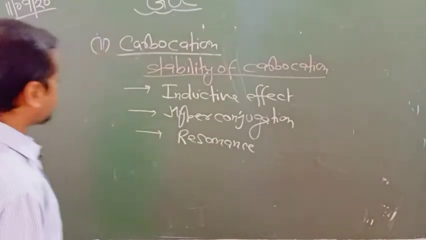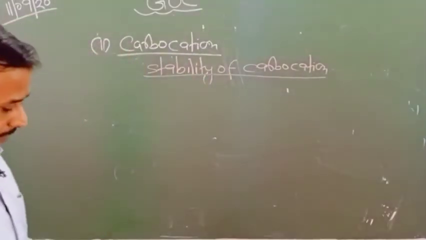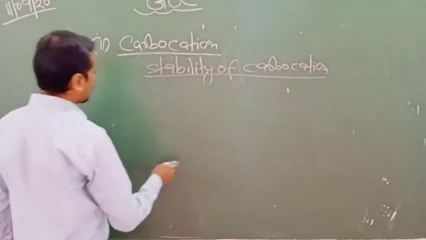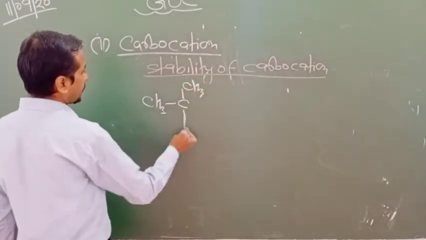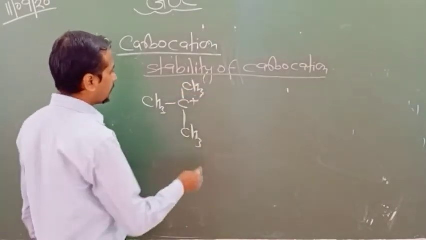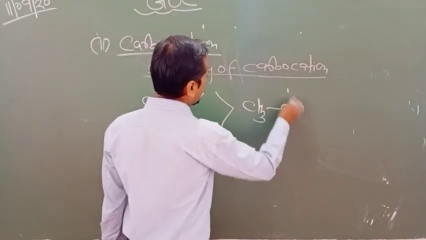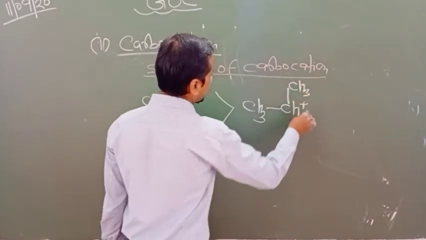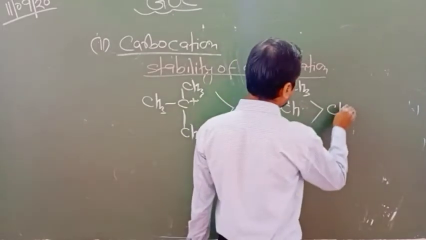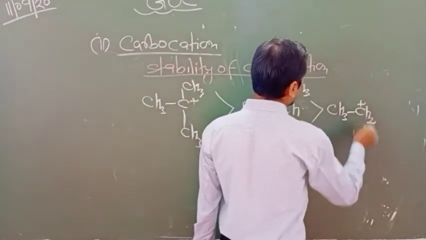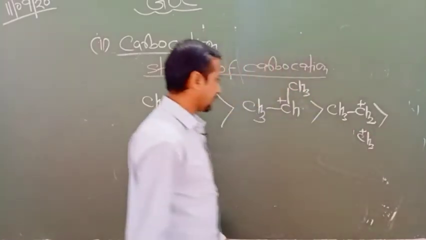So look at one example. A 3 degree carbocation, similarly to free radicals, is more stable than 2 degree, and 2 degree carbocation is more stable than 1 degree. So 3 degree is more stable than 2 degree carbocation. Then 2 degree is more stable than 1 degree carbocation, and 1 degree is more stable than methyl carbocation.